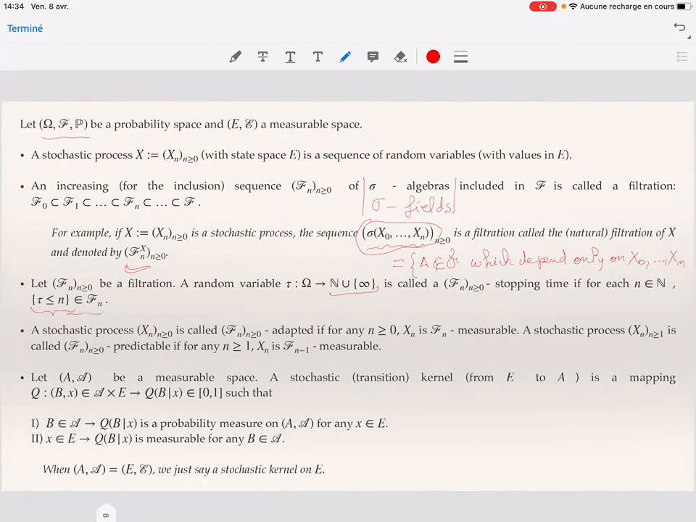This property means that by knowing what happens until time n, you can imagine, for example, that Fn is a natural filtration of some process, you can decide if tau is less than or equal to n by observing the market until time n. And typically, when I mentioned this problem of the American options, where you have to use or not use the option, in fact, the time at which you will have to use this American option is a stopping time, because you have to decide if you have to stop or not by observing the market until time n. So you have to be able to decide if tau is less than or equal to n by knowing only Fn.